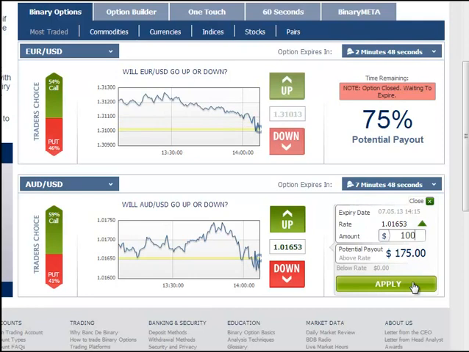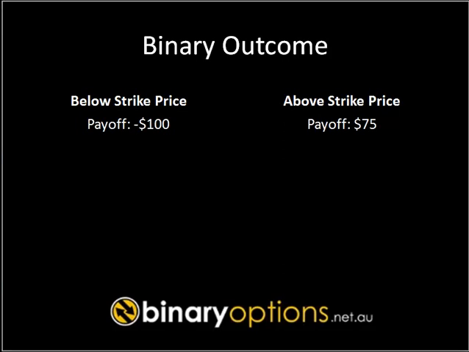Well, let's think about it in terms of probability. In a binary option, as the name implies, the outcome is binary. That is, only two outcomes are possible. The first possible outcome is that the asset finishes below the strike price, in which case we lose our $100 investment. The second possible outcome is that the asset finishes above the strike price, in which case we make a profit of $75. We want to know the probability that we're correct and the asset finishes above the strike price.